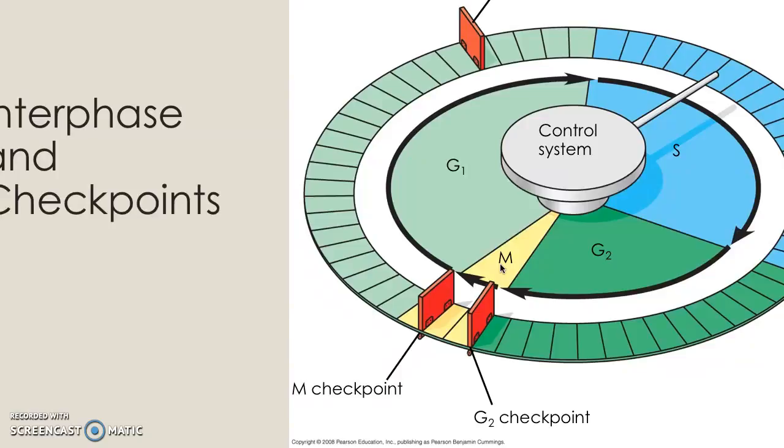These phases would not be able to continue without the checkpoints that are giving the cell signals to continue on to the next phase. So, for example, if the cell is at the G1 checkpoint, it would not be able to continue on to the G2 checkpoint until it got a signal saying that it was okay for it to continue on.